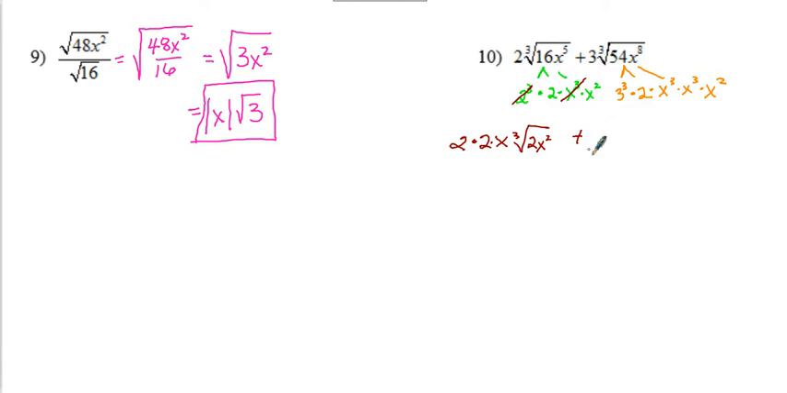Plus, this 3 is waiting to be multiplied by whoever comes outside. The cube root of 3 to the 3rd is 3. 2, you're nothing to the 3rd power, so you stay behind. Cube root of x to the 3rd is x. Cube root of x to the 3rd is x. You're nothing to the 3rd power, so you stay behind. So leave behind the cube root of 2x squared. Clean a little bit of this up, so 2 times 2 is 4x times the cube root of 2x squared.